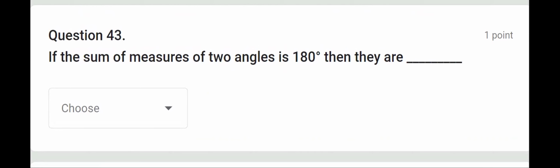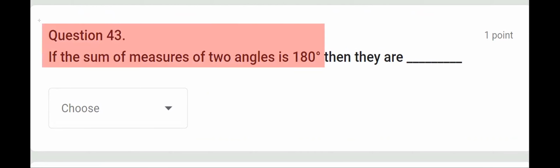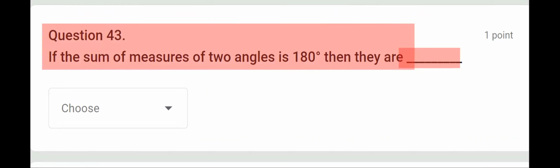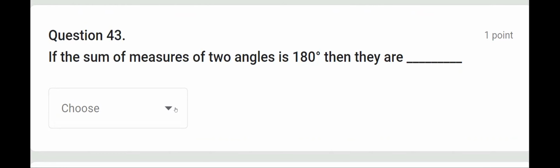180 degrees. When there are two angles such that their sum is 180 degrees, then these are called supplementary angles.